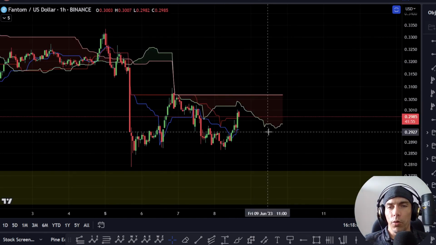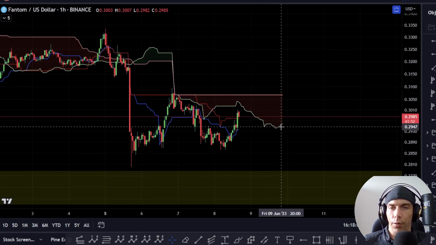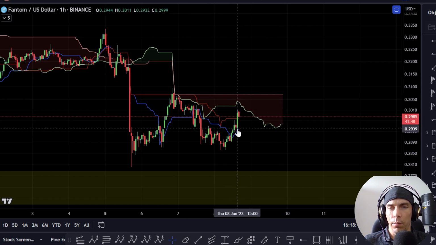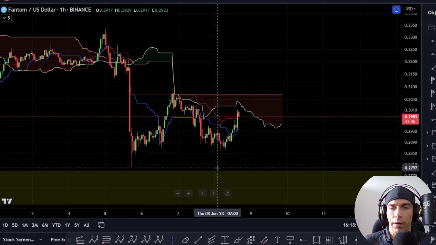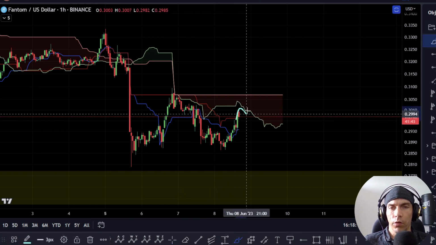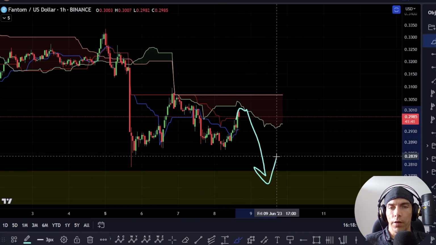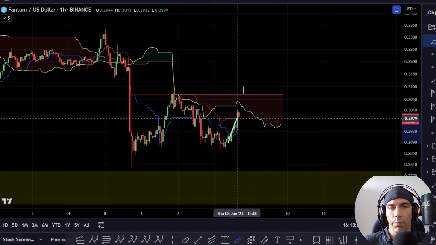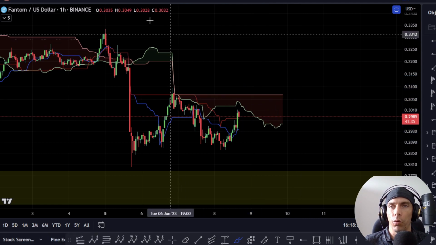Having a look at the Ichimoku cloud here on the hourly, we are currently below the cloud, but it is still quite thin. We have actually managed to regain the conversion line and the baseline currently. So what I want to see is if we continue to reject off of this, that could actually tie in with that idea of continuation to the downside. However, if we do manage to get back above this, we could start finding support above this cloud.